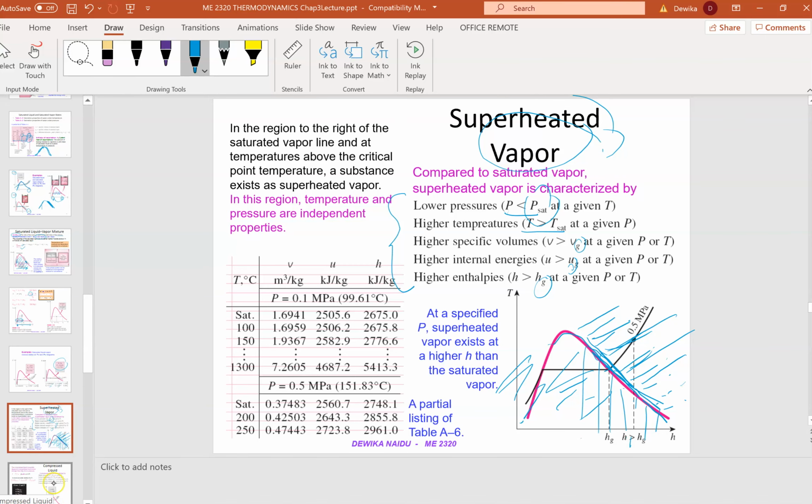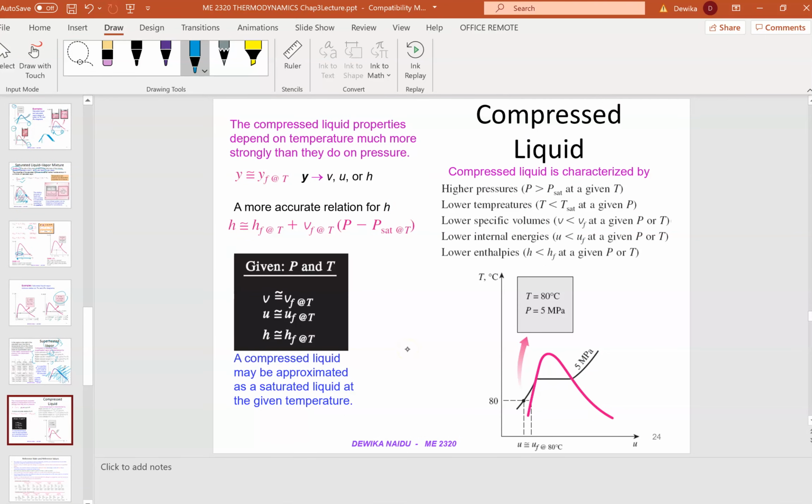Next will be compressed liquid. Compressed liquid is on the opposite side. Where's the compressed liquid? This side. So everything will be reversed. Just now pressure was lower, now pressure is greater. The temperature is lower than Tsat, and the specific values will be lower than the f values. These will all be the compressed liquid region.